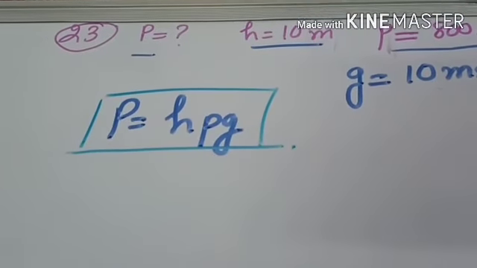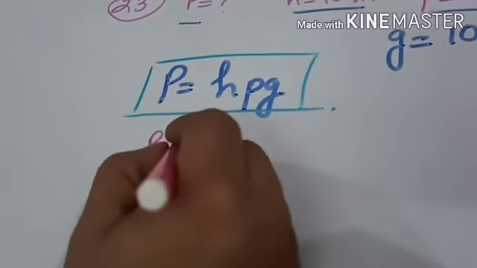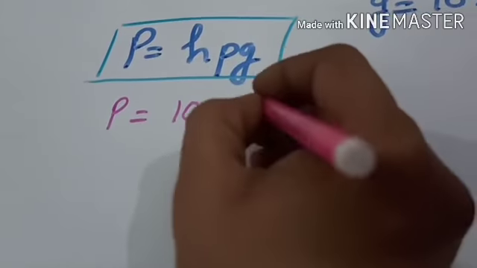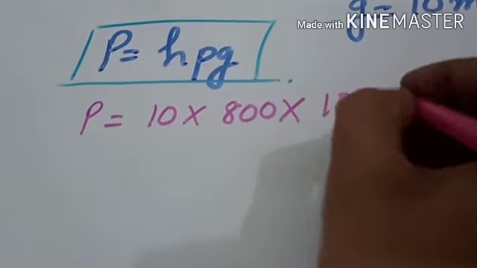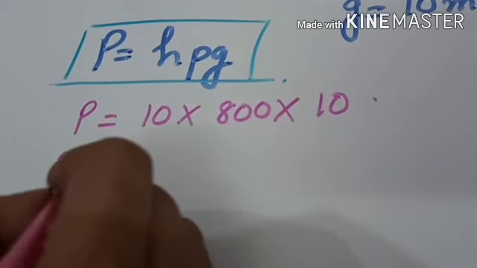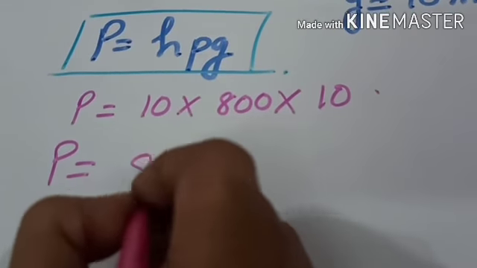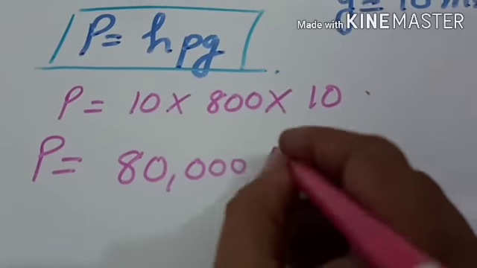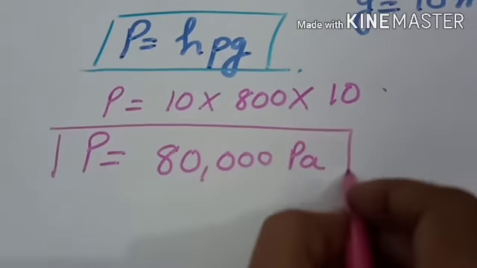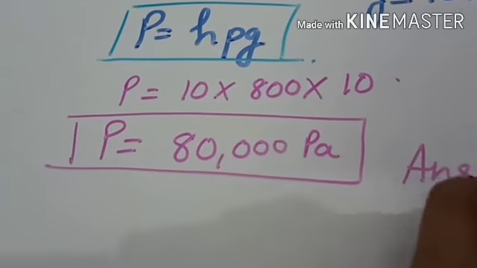So this formula you will be using in numerical number 23. Now we will substitute the value. Height is 10 meter. Density is 800 kg per meter cube. Acceleration due to gravity small g is 10. So the pressure will come out to be 80,000 Pascal. So this is the answer of numerical number 23.